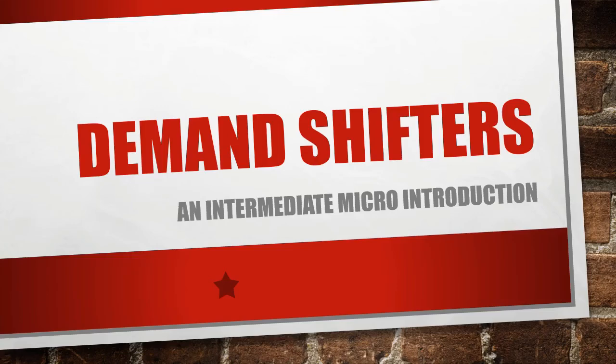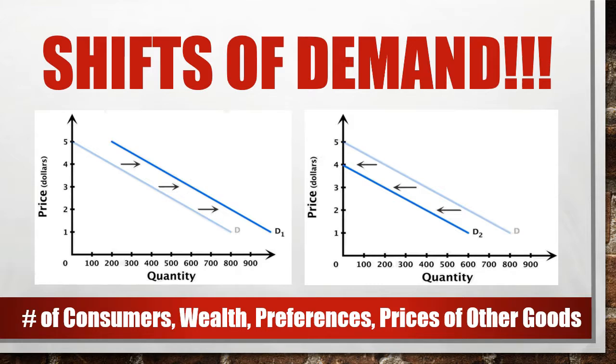Curve. Let's look at the different demand shifters here. An increase in demand is a shift of the entire curve to the right, as seen in this picture here. All right, that's an increase in demand. A decrease in demand is a shift of the entire demand curve to the left, right?